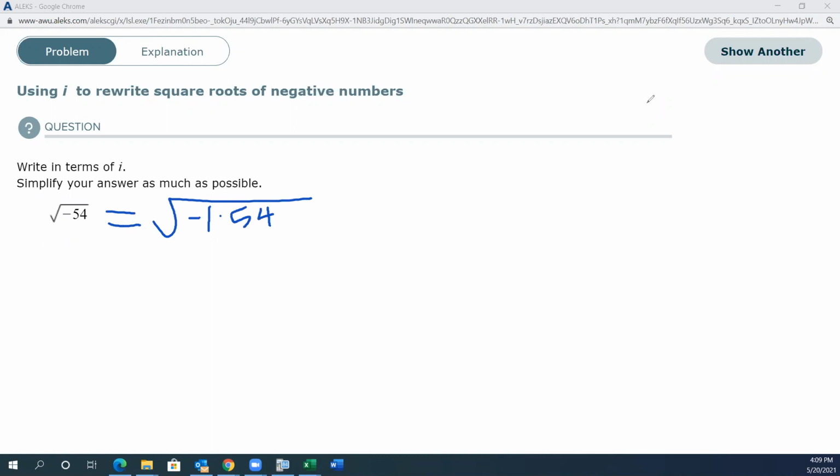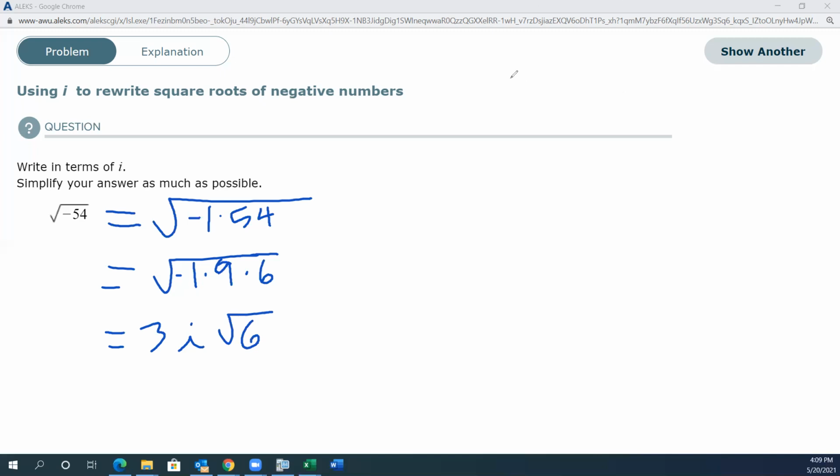Well, is there a perfect square that divides into 54? Why, yes, there is. It's called 9. And it goes in 6 times. All right. So I know the square root of 9 is 3. And it turns out we call the square root of -1 i. And then the square root of 6 is just the square root of 6. And then that's it.